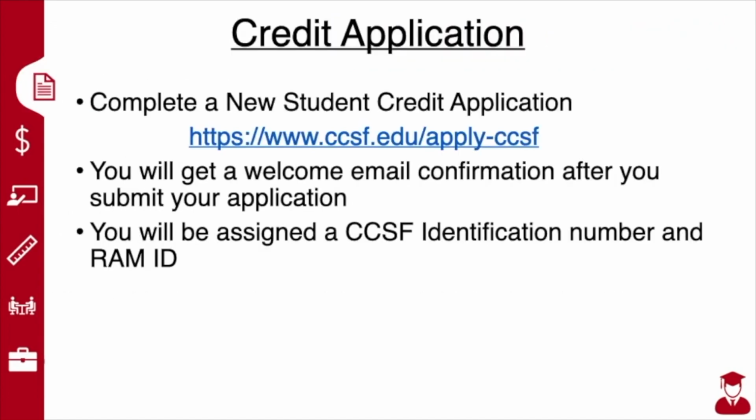Now, the first thing that you'll need to do is complete a credit application. And you can do this by going to our homepage or logging on to the link as displayed. You will get a welcome email confirmation after you submit your application. You will then be assigned a CCSF identification number as well as a RAM ID.